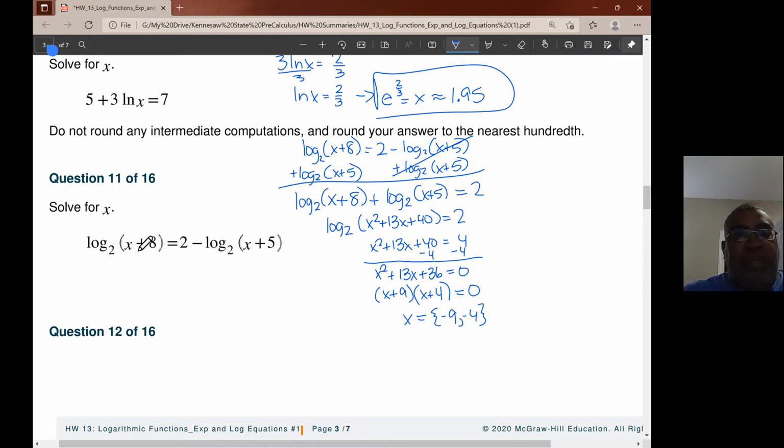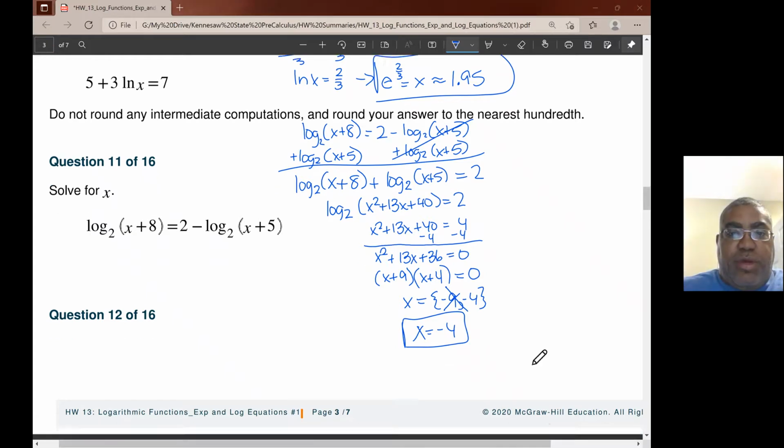If I plug in -9 into this log or this log, I'm taking the log of a negative number. I'm not allowed to do that. If I put -4 into these, then I'm taking the log of numbers greater than 0. I can do that. But the answer is x is equal to -4. This problem had a few more steps, but it brought back your algebra 1 and algebra 2 type stuff, or your college algebra type stuff. Okay, let's continue. Almost there.